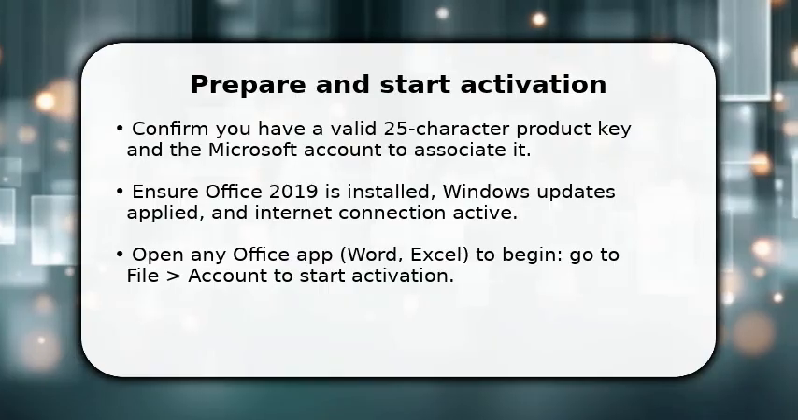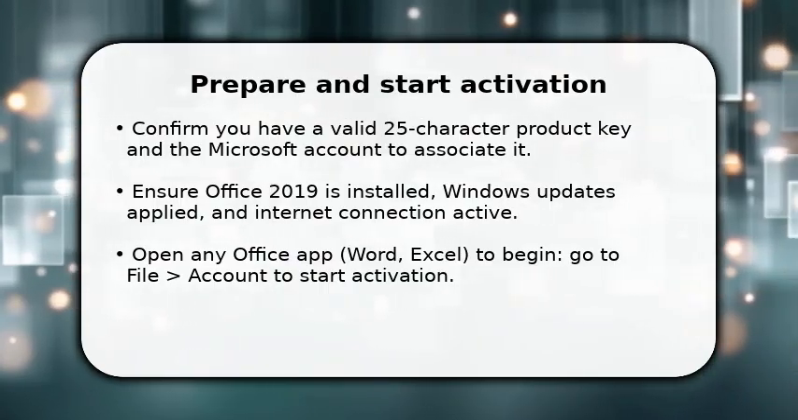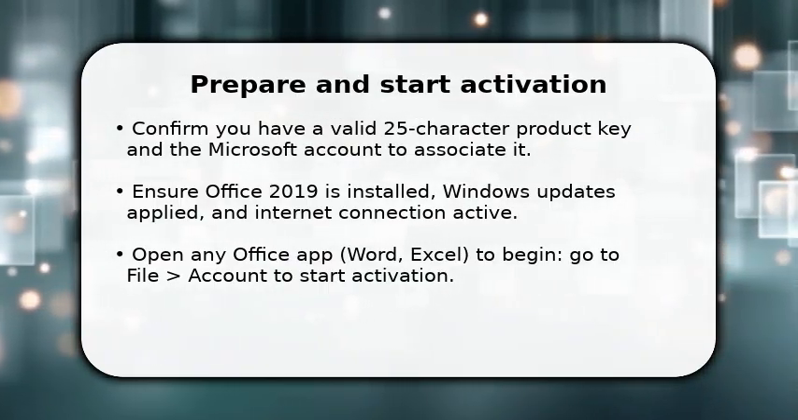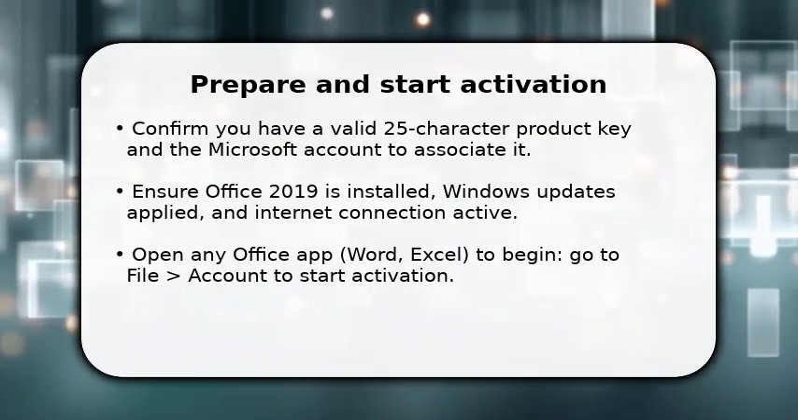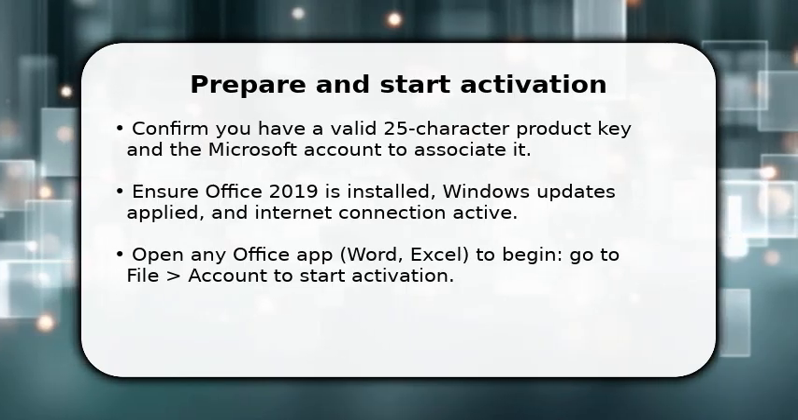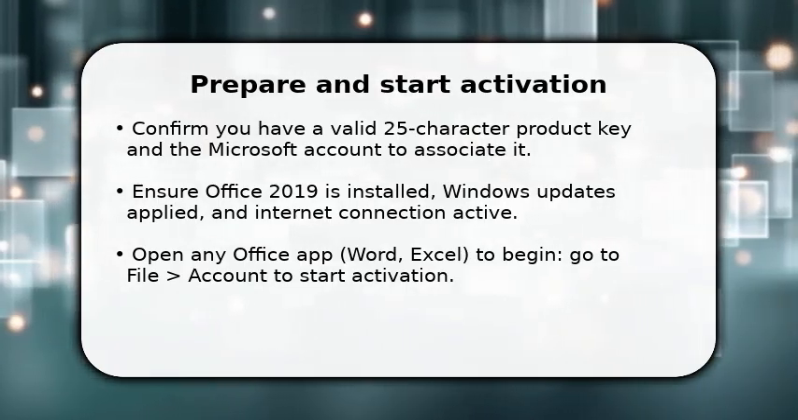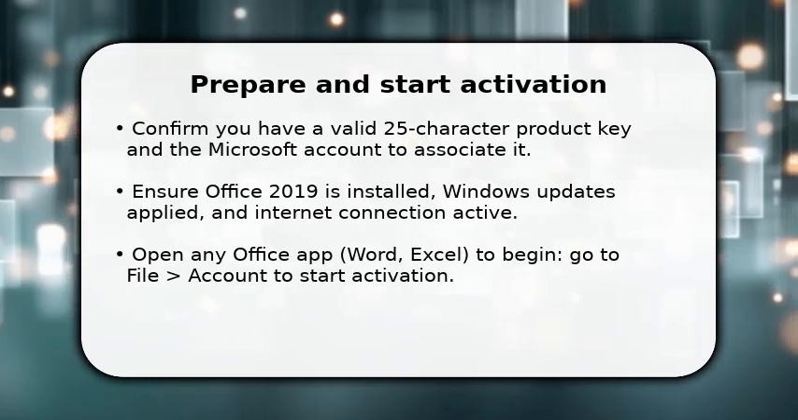You have the key and the account. Now begin. Open Word or Excel and go directly to File, then Account to start activation. Enter your 25-character product key when prompted. This binds the license to your Microsoft account so you can reinstall later.